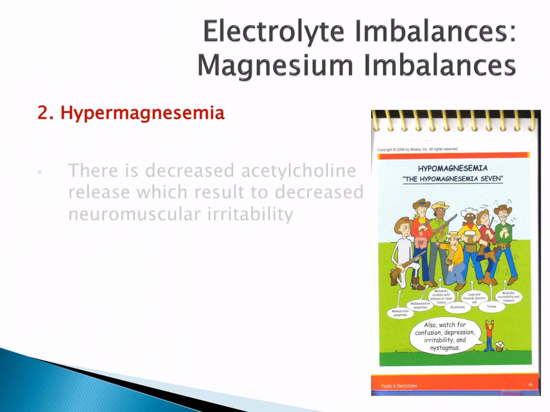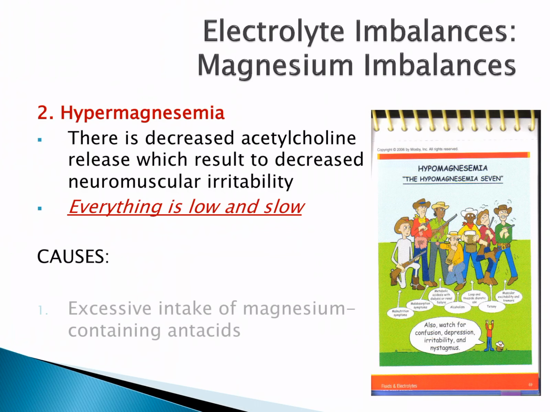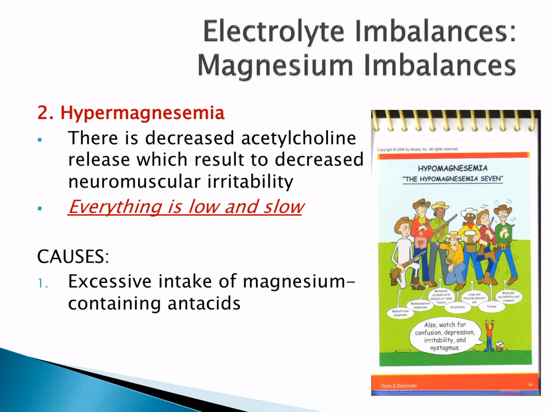We also have your hypermagnesemia. There is decreased acetylcholine release, which results in decreased neuromuscular irritability. So everything is slow and slow. So causes: excessive intake of magnesium containing antacids, because there's a magnesium content, so it could probably increase the amount of magnesium in the body. Renal failure and diabetic ketoacidosis. Okay, that would increase the magnesium in the body.